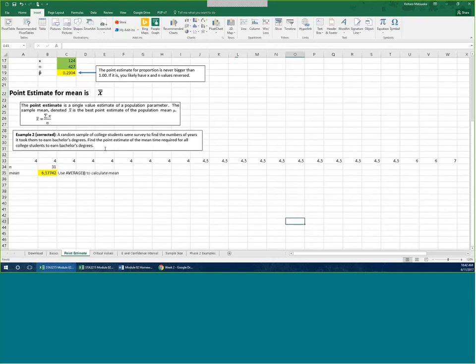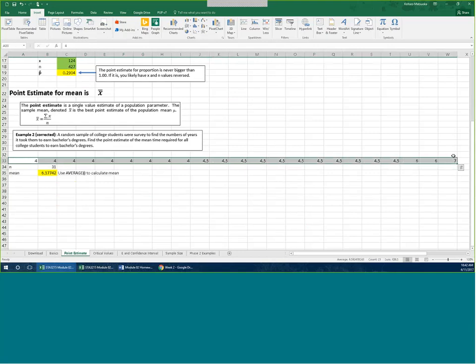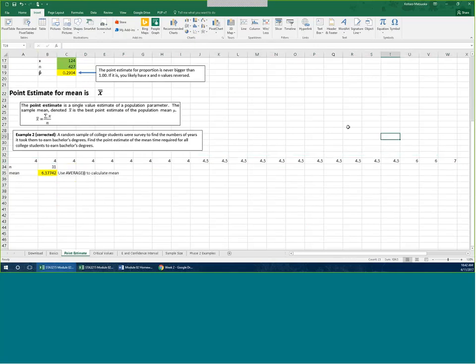All right. So then a random sample of college students were surveyed to find the numbers of years it took them to earn bachelor's degrees. Find the point estimate of the mean time required for all students to earn bachelor's degrees. So let's say you're given this information here. These are the years the students took to earn bachelor's degrees. Find the point estimate. Just basically find the average. Use the average function here.